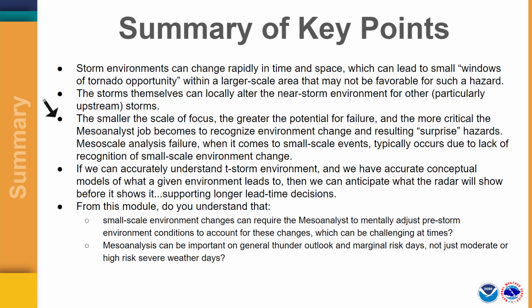Sometimes we don't have the data to recognize those changes. If we can accurately understand thunderstorm environment and we have accurate conceptual models of what a given environment leads to, then we can have a leg up on the radar. We can anticipate what the radar will show before it shows it, supporting longer lead time decisions. From this module, I hope you understand that small-scale environment changes can require the mesoanalyst to mentally adjust pre-storm environment conditions to account for these changes. This can be quite challenging at times, as these changes may not appear on the SPC mesoanalysis page or NWP output. Also, mesoanalysis can be important on general thunder outlook and marginal risk days, not just moderate or high-risk severe weather days.